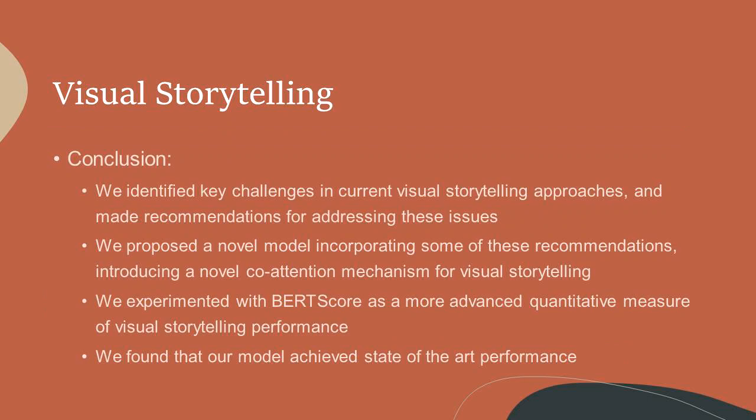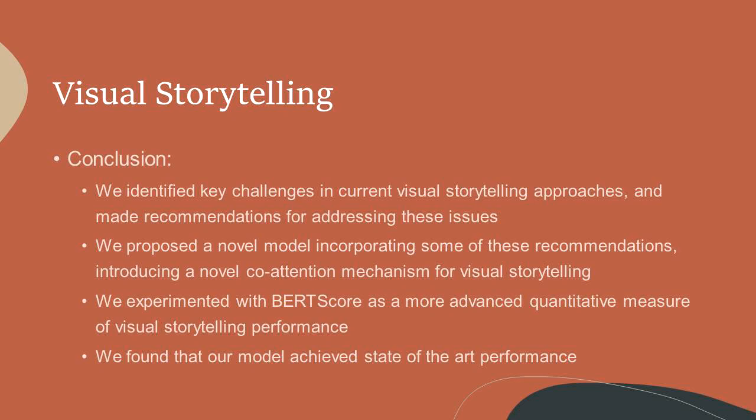So wrapping up with visual storytelling, we identified systemic challenges across a variety of publicly available visual storytelling models and made a series of recommendations for addressing these issues. We incorporated some of these recommendations in our proposed model, and of course still have room to incorporate more in future work. We introduced a novel co-attention mechanism between image and description embeddings for visual storytelling, leading to the generation of more coherent, visually grounded, cohesive, and all-around higher quality visual stories.